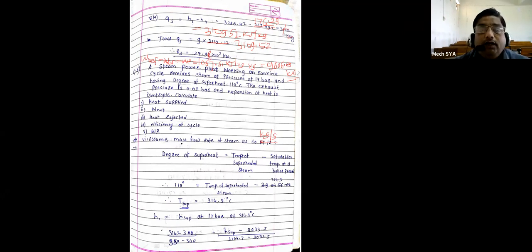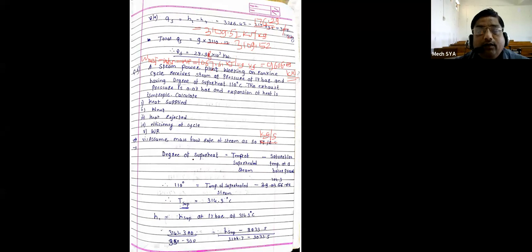Anybody can unmute and tell what degree of superheat means? It is T sup minus T saturation. Okay, T sup minus T sat. Very good. So degree of superheat is equal to the temperature of superheated steam minus the saturation temperature at boiler pressure. Now from that we have to find out the temperature of superheated steam.